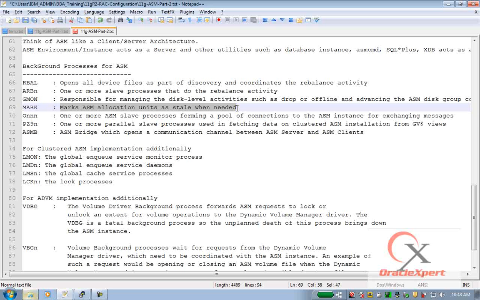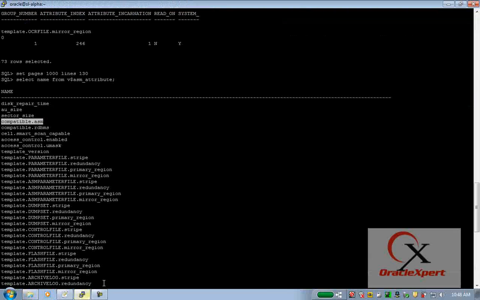Then there are one or more than one ASM slave processes, the Onnn processes. These form a pool of connections to the ASM instance for exchanging messages.